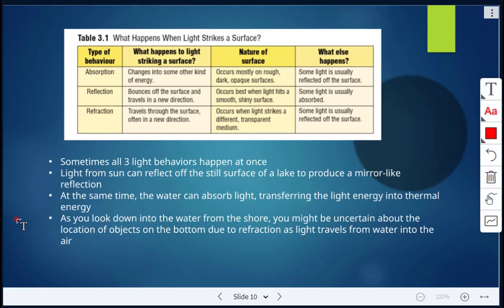And then as you look down into the water from the shore, you might be uncertain about the location of objects on the bottom, and that's because of refraction as light travels from water into the air, causing that bending.